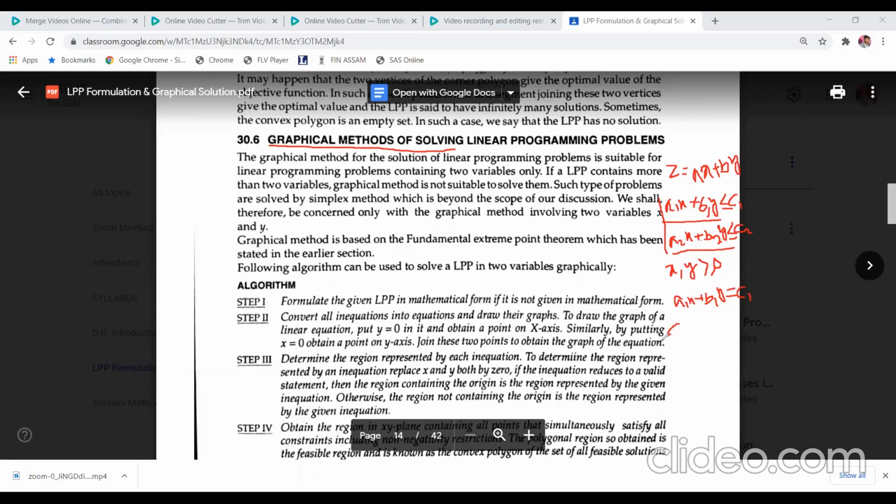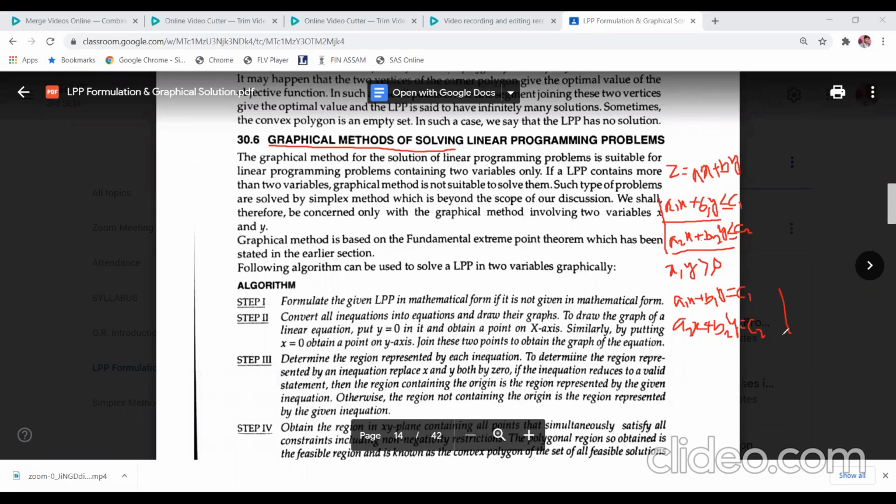So next is a2x plus b2y is equal to c2. Okay, so this is your second step. The second step is what? Convert all inequations into equations. So this is the second step.